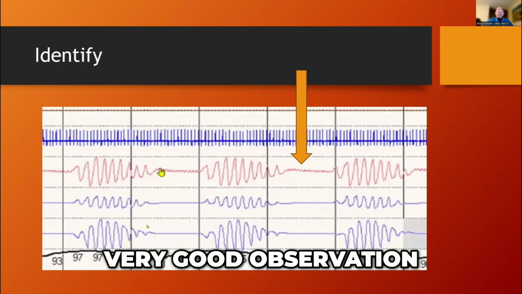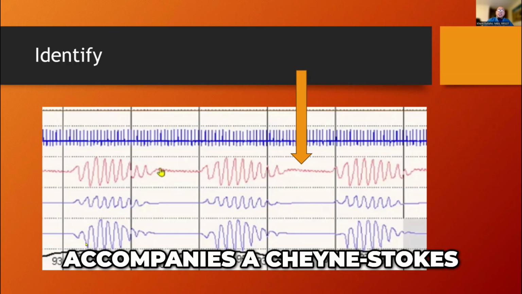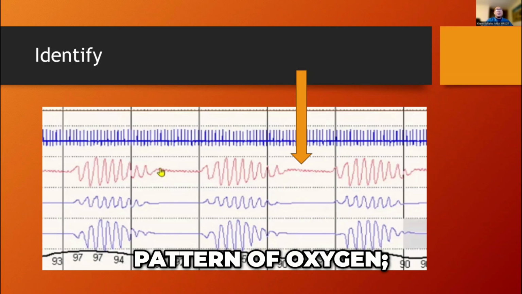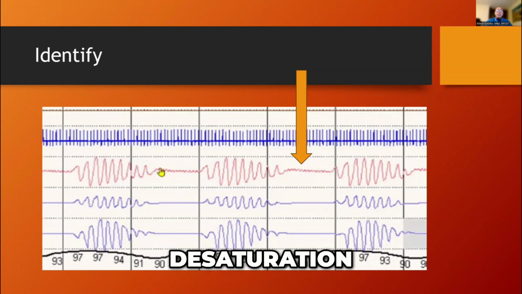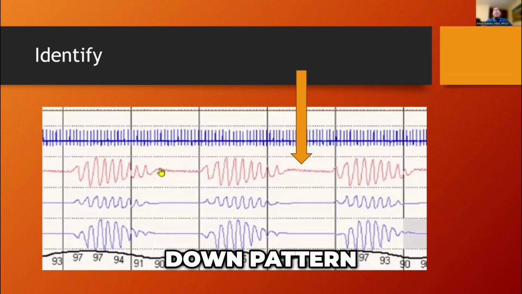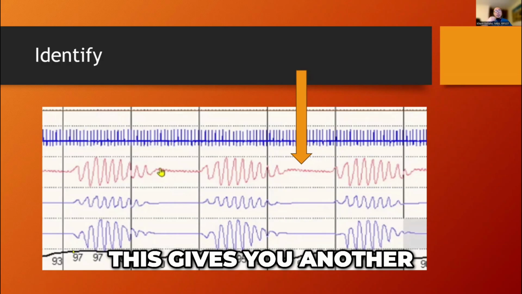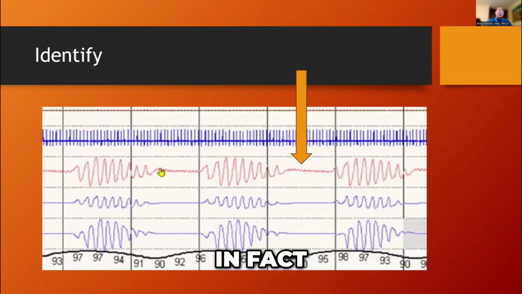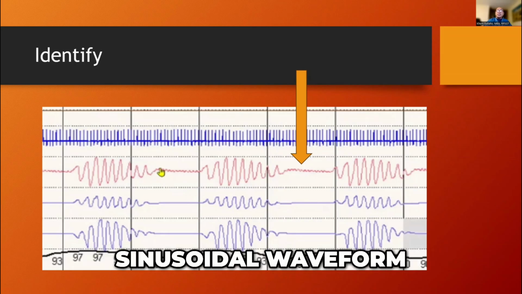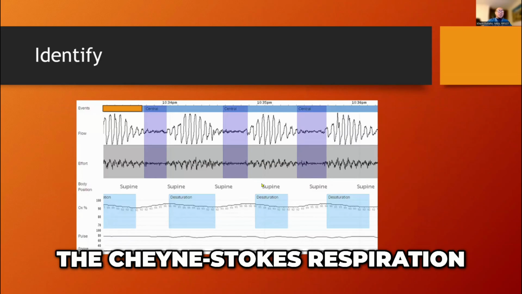Very good observation. And what is the other thing that usually accompanies a Cheyne-Stokes respiration pattern? The saturation. The cyclical pattern of oxygen desaturation and saturation. So if you look at this, it goes up and down, just like a seesaw. It follows exactly a Cheyne-Stokes respiration pattern. This gives you another confirmation that this is in fact a Cheyne-Stokes respiration pattern, because of that saturation going up and down. Looks like a sinusoidal waveform. All right, very good. Since you already mentioned the Cheyne-Stokes respiration, we'll skip this one.